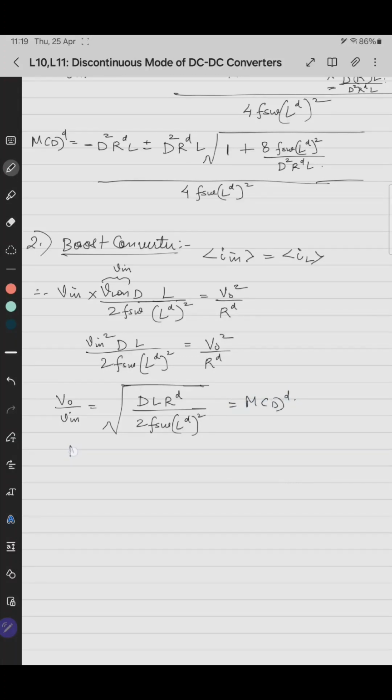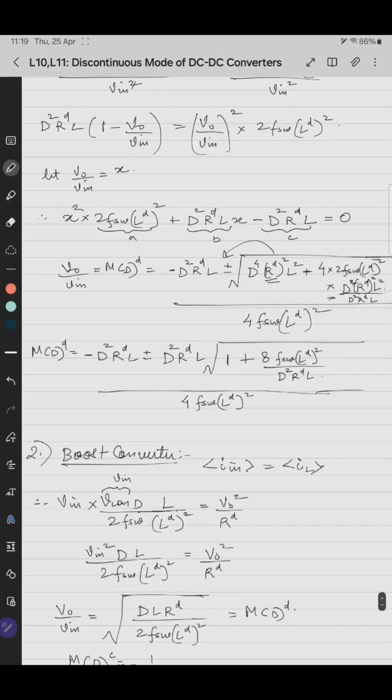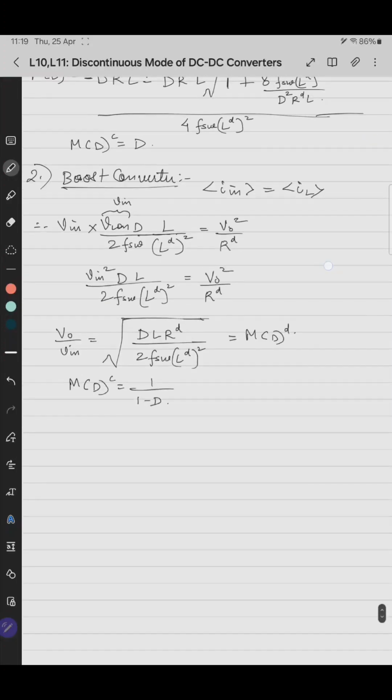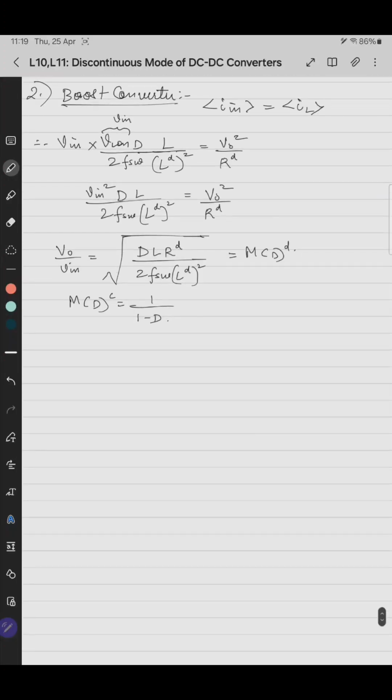What is M of D for continuous conduction mode? That is V naught by V in is 1 by 1 minus D. Similarly for buck converter, M of D for continuous conduction mode was D only. So this is how we should find the DC gain for CCM. But as we don't know what is the reason of DCM, that's why we have to do this.